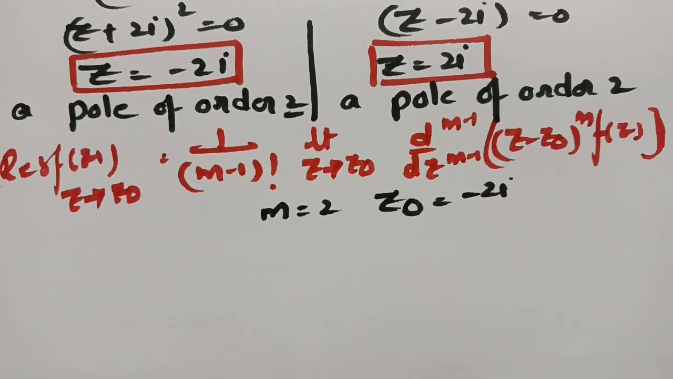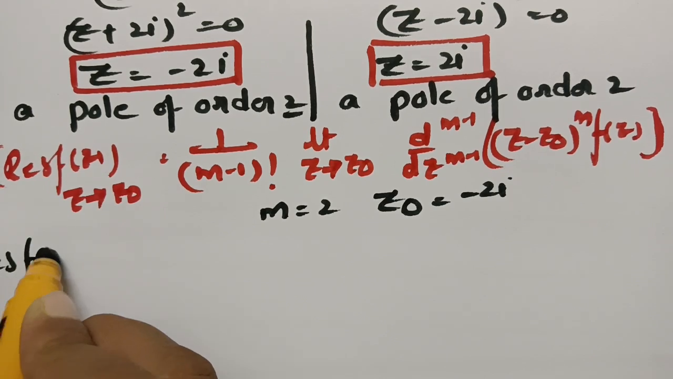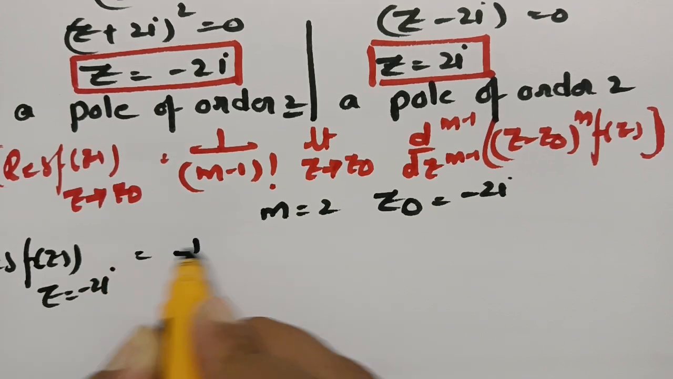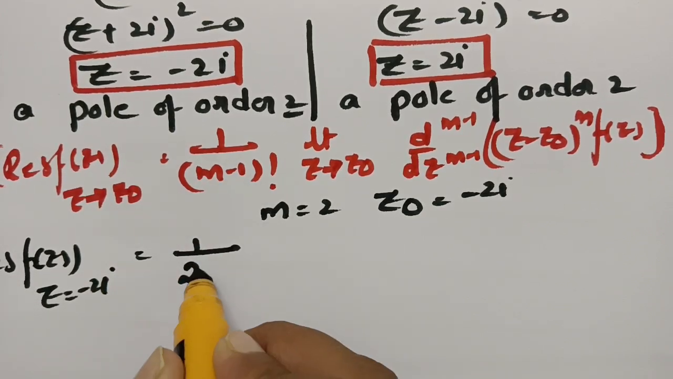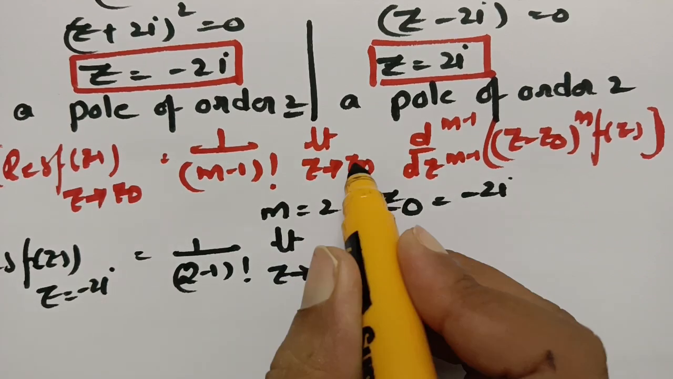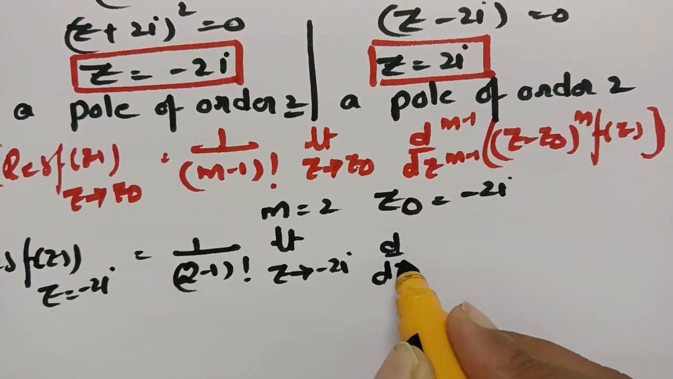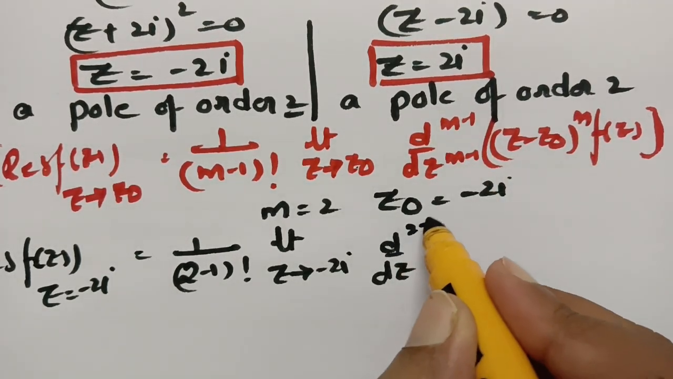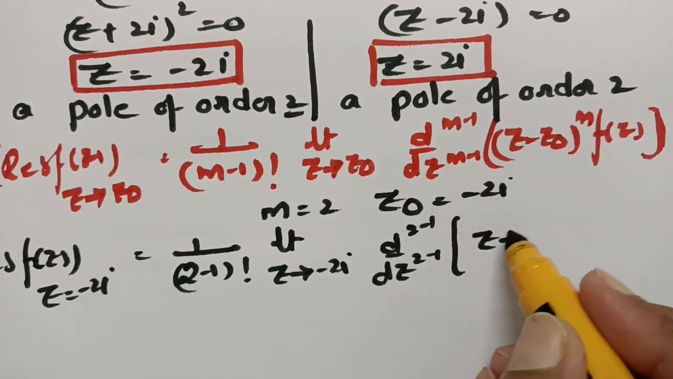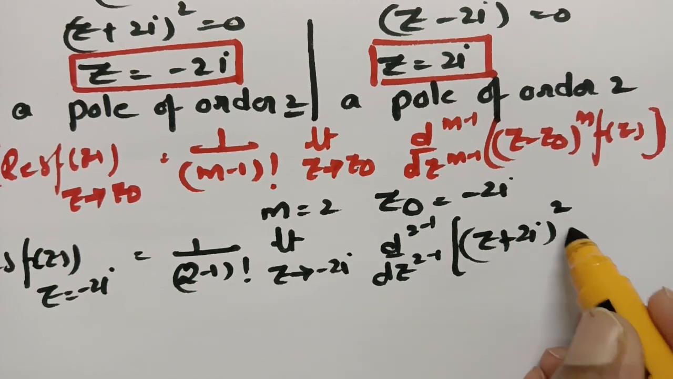So now, the residue of f of z at the point z is equal to minus 2i is nothing but 1 by (2 minus 1) factorial into limit z tends to z naught, which is the pole value, that is minus 2i, of d by dz power (2 minus 1) of (z minus z naught), that is (z plus 2i), power m, so m value is 2, into f of z.